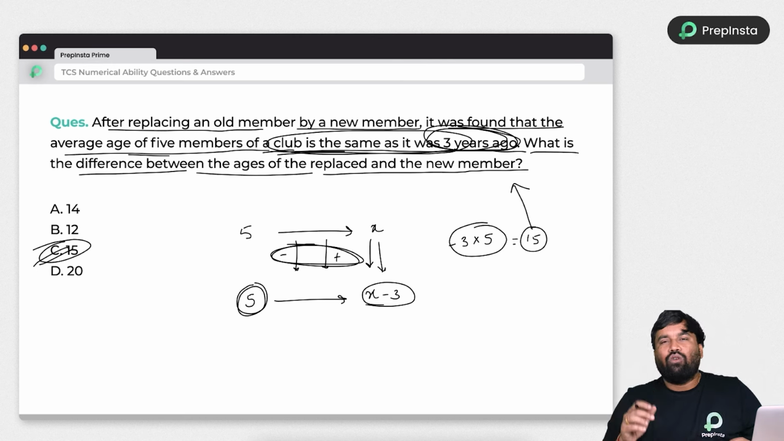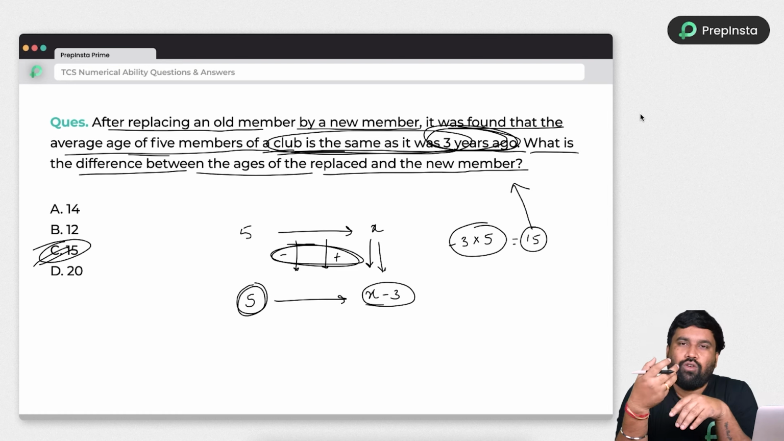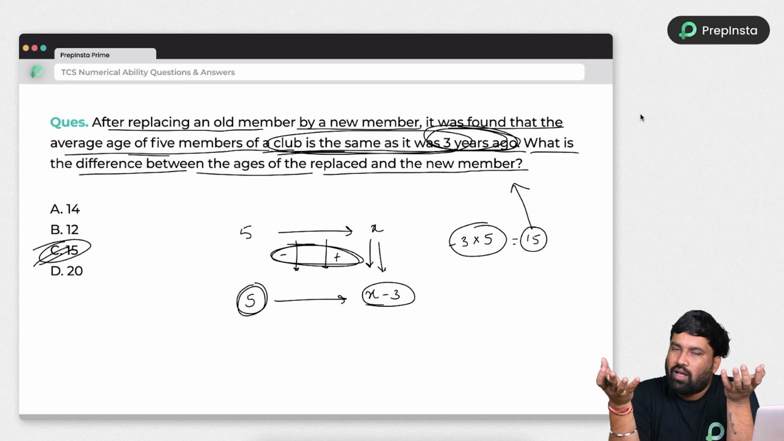This is how you need to do the problems, guys. Many people will do this type of problem by equation creation. If you get any logical errors or any type of calculation errors, you will end up with the wrong answers.